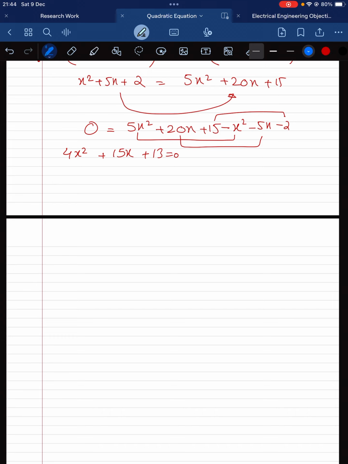And then you can use the quadratic formula to solve this equation, then you will get the value of x. I think it will not factorize, but whenever you cannot factorize the equation, then you have to use the quadratic formula. So we can use the quadratic formula to solve this one, as we did in the last step.